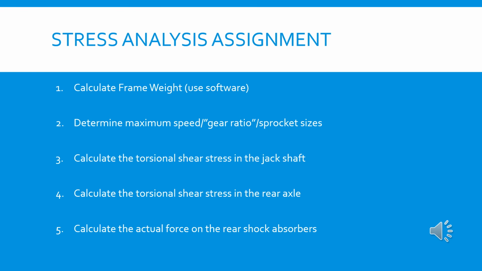I also want you to find out the sprocket sizes. So we're going to do that by looking at the maximum speed we're looking for and determine the gear ratio, and then choosing the sprockets to get to that appropriate speed. And what we said was somewhere around 25 miles an hour is what we're going for. The third one is calculate the torsional shear stress in the jack shaft. The fourth is to calculate the torsional shear stress in the rear axle. Now, both of those can be done in a similar process using that tau equals T C times K sub T over J formula. And the fifth item is calculate the actual force on the rear shock absorbers.